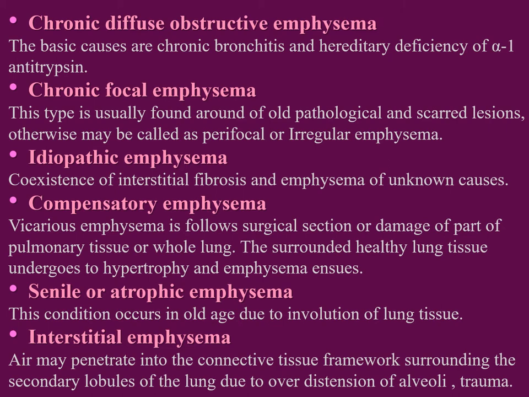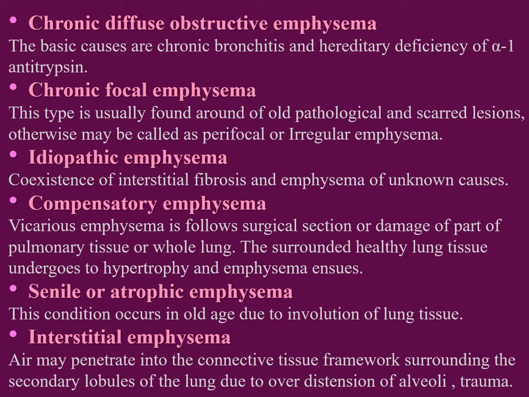Chronic diffuse obstructive emphysema: the basic causes are chronic bronchitis and hereditary deficiency of alpha-1 antitrypsin. Another mechanism of chronic diffuse obstructive emphysema is a mucus plaque forming in the lumen of bronchioles, preventing exhalation, and an excess of air is retained in alveoli.